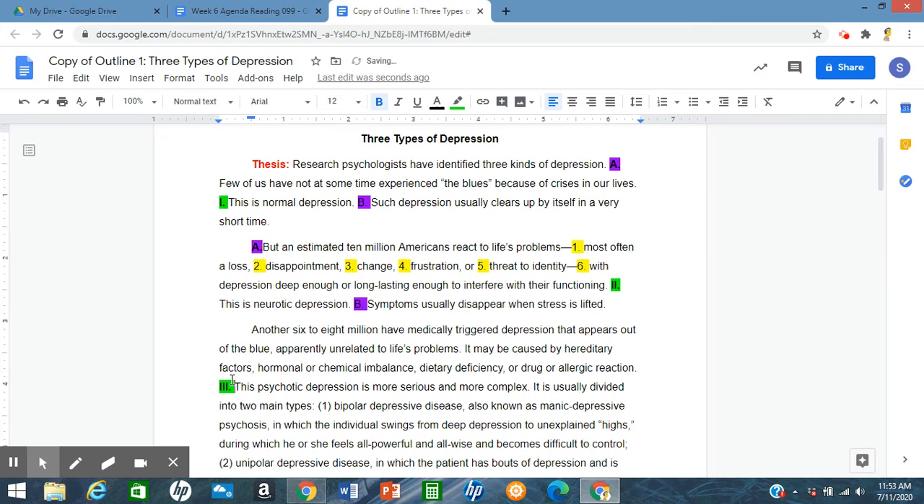Psychotic depression. So what are they telling us about psychotic depression? Here we go. Another 6 to 8 million have medical depression that is blue, apparently unrelated to life's problems. So we have major detail 1 here.